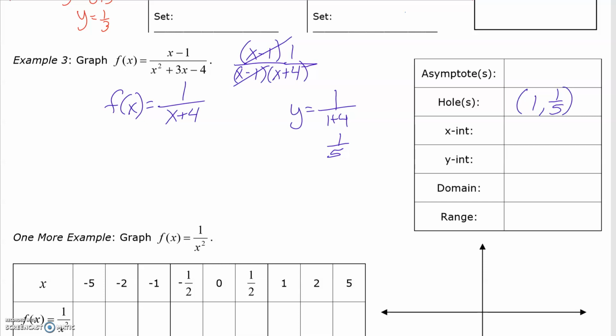Alright. Now our asymptotes come from our denominator, so we would end up having a vertical asymptote. And our vertical asymptote is going to be at x equals -4. Okay, and then our horizontal asymptote is just going to end up being at y equals 0.